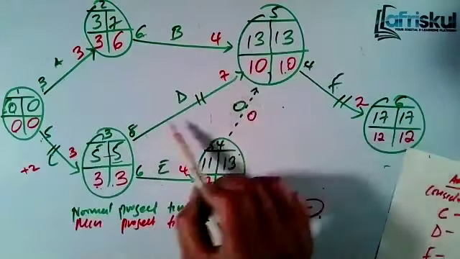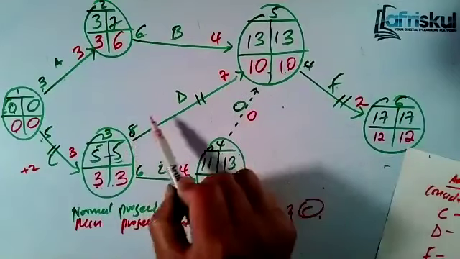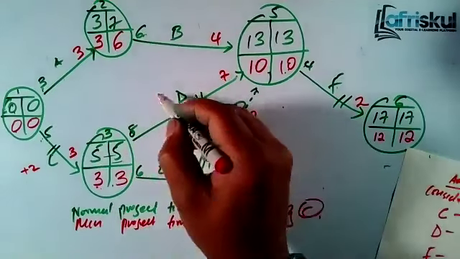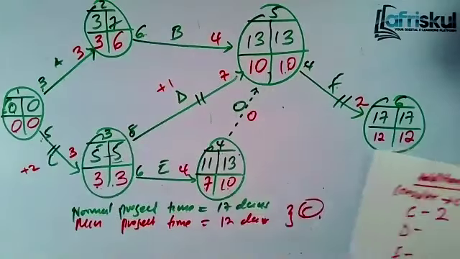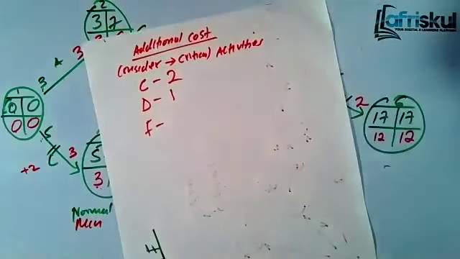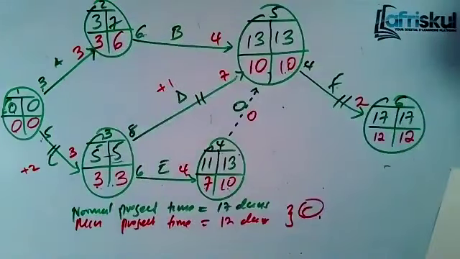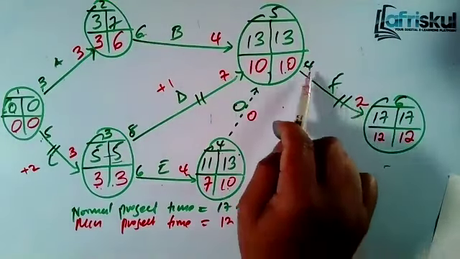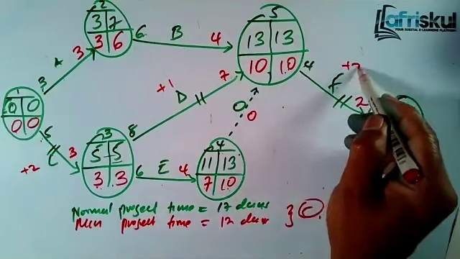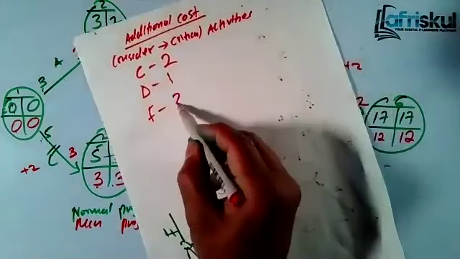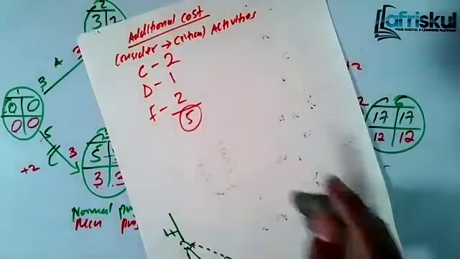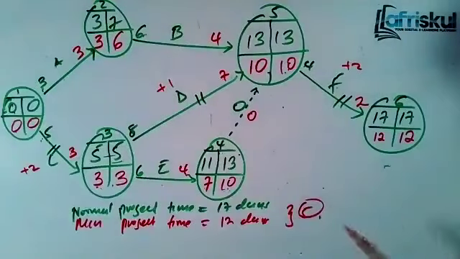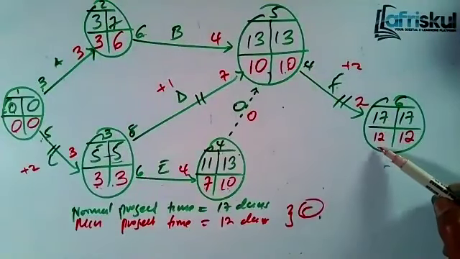Then we come to D, 8 and 7. That means we have saved an extra day, 1 day. And from F, the normal time was 4, crash is 2. So that means we have saved 2 days. And if you add the total, you'll get 5. And that was the difference between 17 and 12.